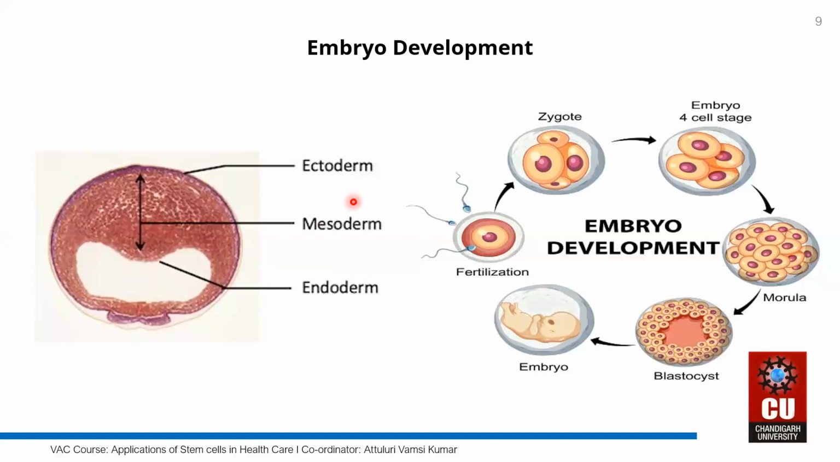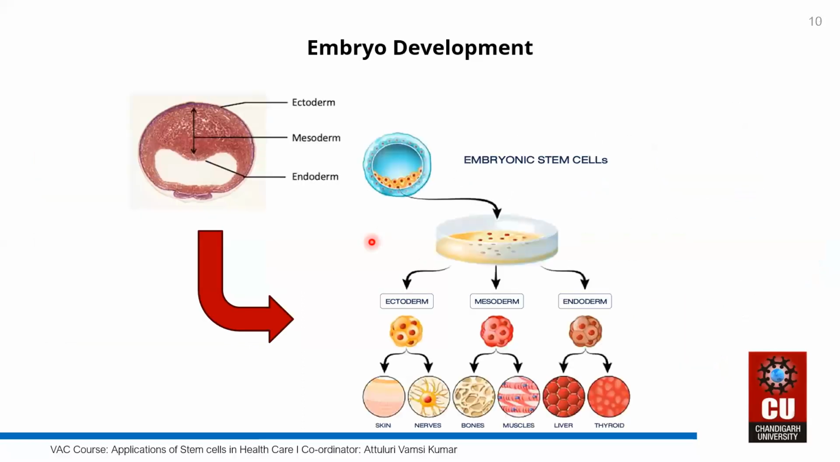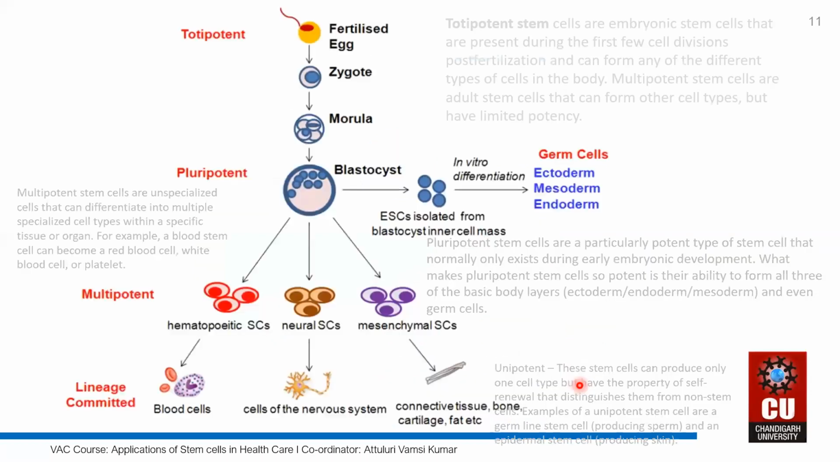They are ectoderm, mesoderm, and endoderm. These are the layers of the zygote, a small blastula. From this we get three types of stem cells: ectoderm, mesoderm, and endoderm stem cells. Ectoderm stem cells can lead to skin and nerve, mesoderm to bones and muscles, and endoderm to liver and thyroid. This we already studied. I have given basic definitions of various types of stem cells.